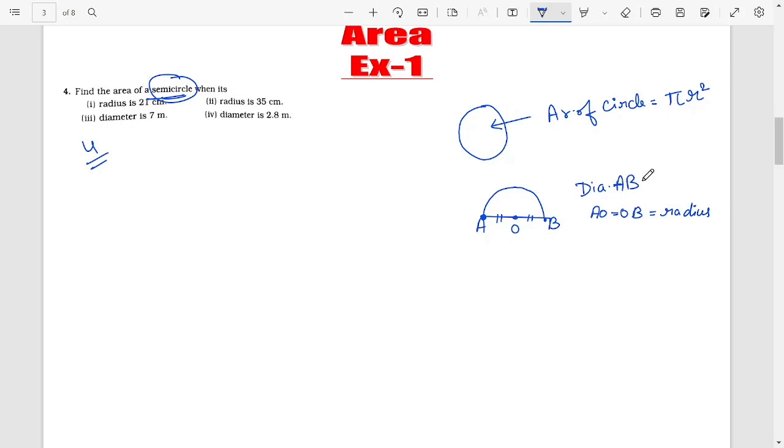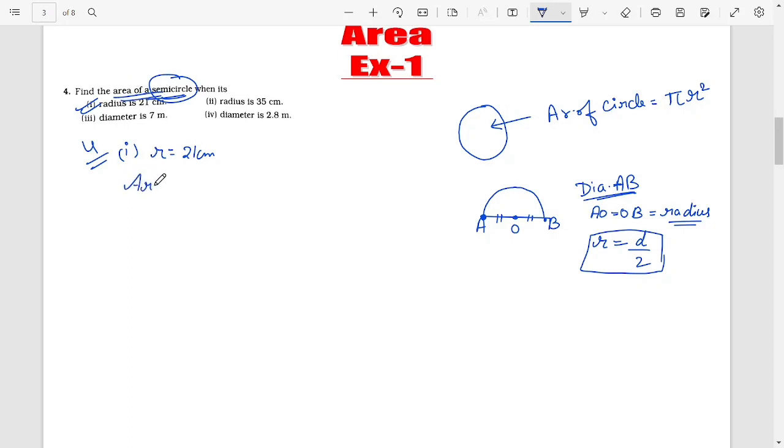So if the diameter is given in the question and you have to find the radius, what will you do? The formula you have to use: radius is equal to diameter upon 2. This formula you have to remember. Radius is half of diameter. R is equal to D upon 2. As in the question here, in the first part, radius is given as 21 centimeter, and we have to find the area of the semicircle.